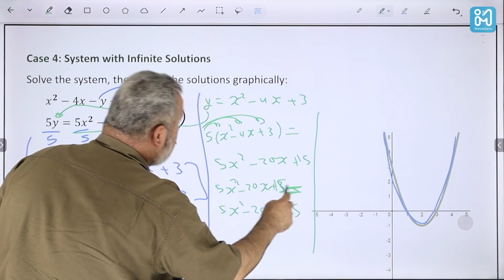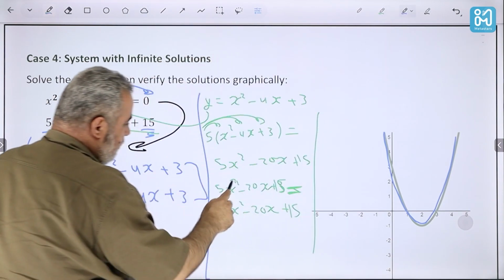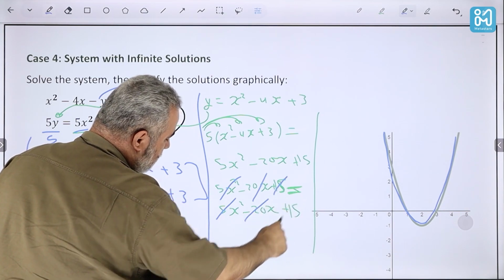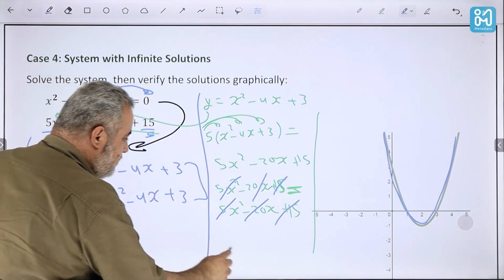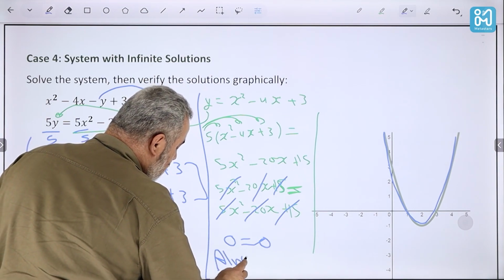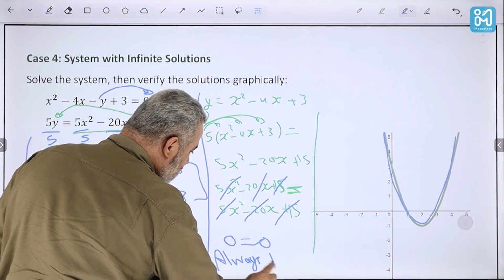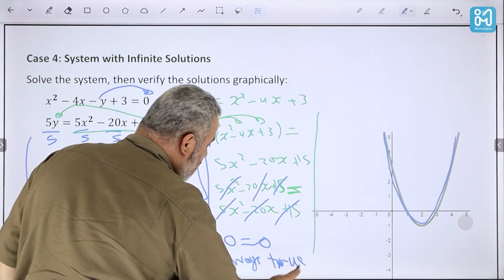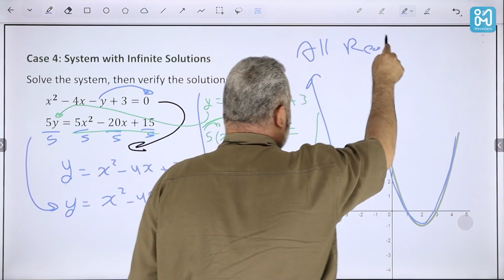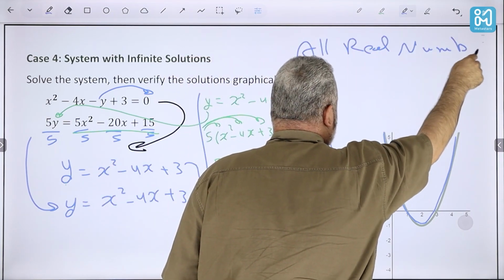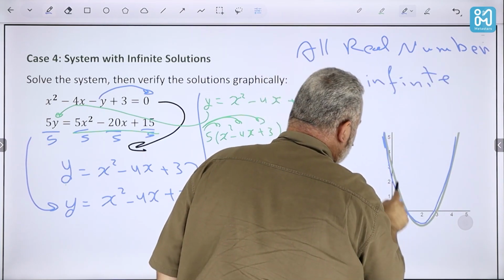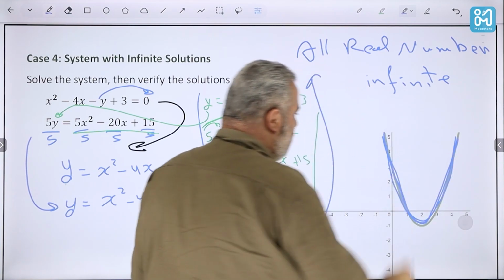Now when we move 5x squared to the other side, 20x is the same, and 15 is the same. So we have 0 equals 0, which is always true. So what does that mean? That the solution is all real numbers, which is infinite. So the two graphs will be overlapping above each other.